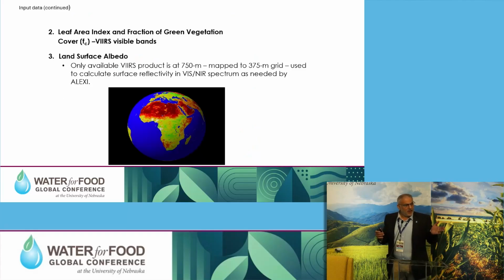Also, we need the leaf area index and the fraction of green vegetation cover, and both we obtain from the VIIRS visible bands. Besides that, we also need the land surface albedo. That is important to determine the reflectance in the visible and the near infrared, so we can determine our components later on, the RN, the G.